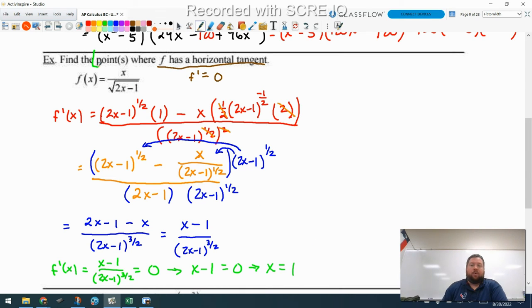Okay, now notice it said point or points. We're only going to get a singular point here, but points means an x and a y, a coordinate point on a graph. So once you've found the x value, you're now going to plug that into the original function. We're finding f of 1. So that's going to be a 1 on top, square root of 2 times 1 minus 1. That's 2 minus 1, which is 1. Square root of 1 is 1. 1 divided by 1 is 1. So we have the point (1, 1), and that's it. So we can write our answer. That's what we were trying to find.